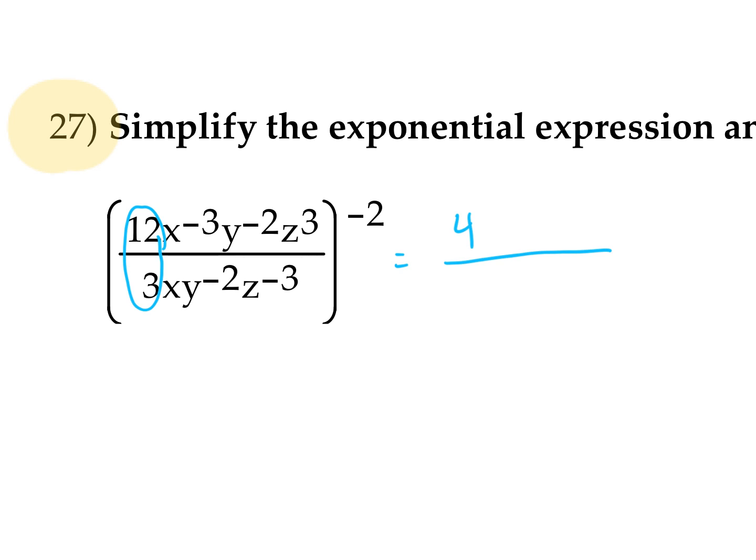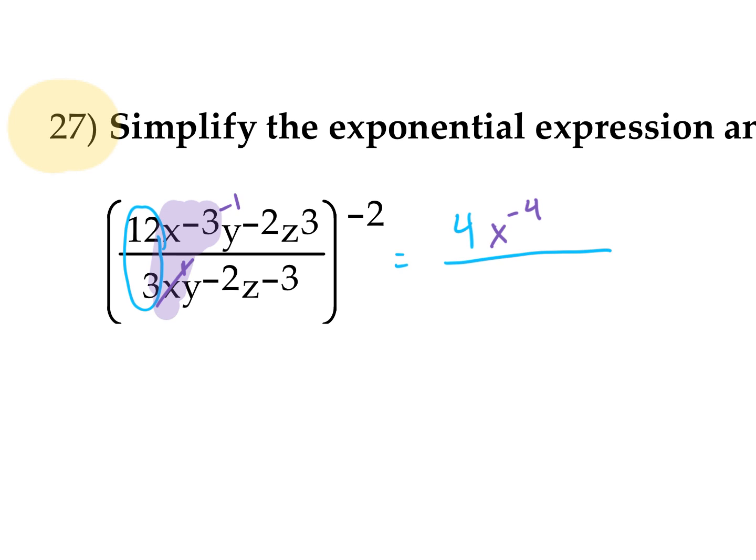Now let's do the same thing with the x's. How do I simplify the x's, Andrew? Subtract. What's the exponent of the x on the bottom? 1. So that would be negative 3 minus 1, which is x to the power of negative 4. Negative 3 minus 1. They're both negative, so you add the numbers together.